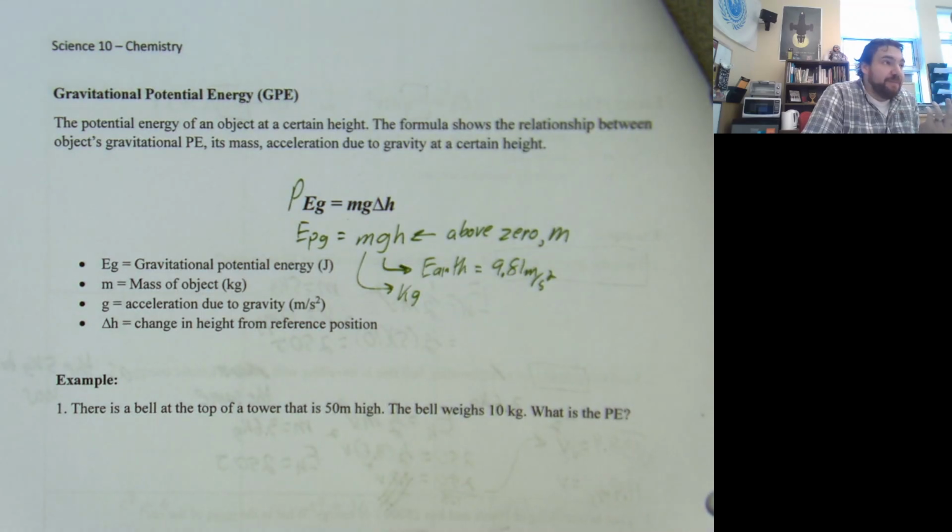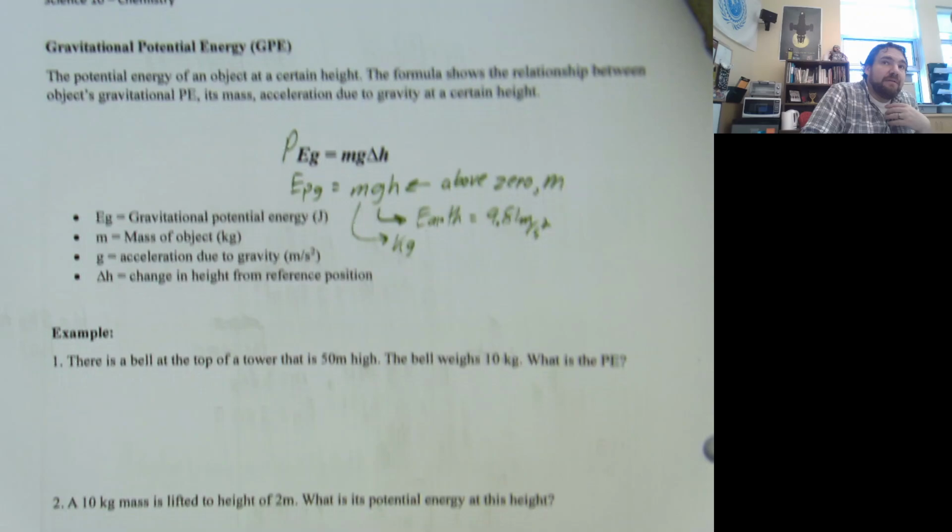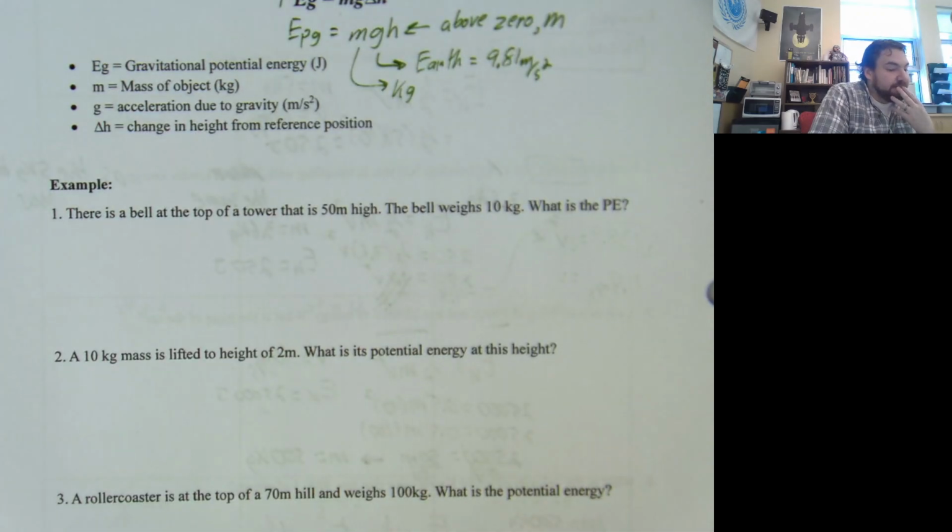So let's find a bunch of potential energies here. There is a bell at the top of a tower that is 50 meters high. The bell weighs 10 kilograms. What is the potential energy of this 10-kilogram bell 50 meters above the ground? Or how much would it suck if this bell fell on you? That's effectively what we're answering here. So let's take a look at this.